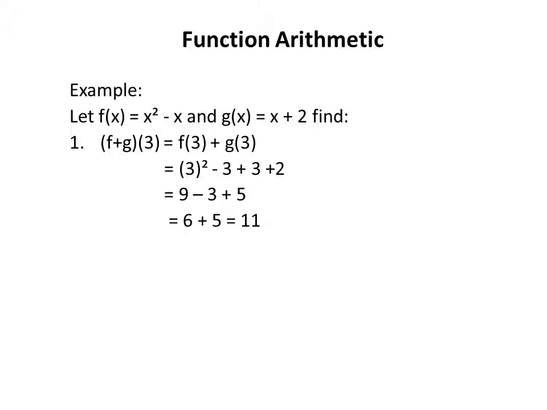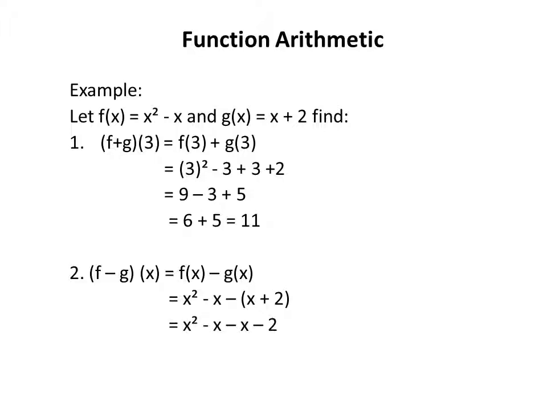Now the second example, f minus g of x. So this time we're subtracting, so based on the formula, that would be f of x minus g of x. In the f function, we're just going to bring down the f of x and replace the f of x with x squared minus x.